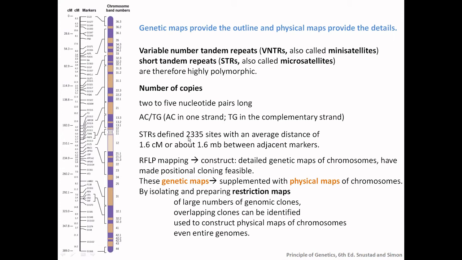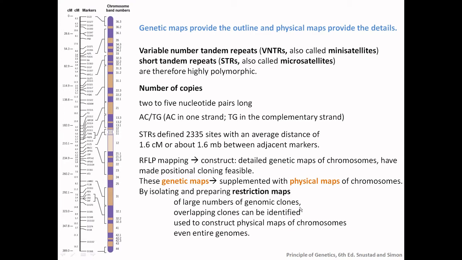Then STRs are defined at 2335 sites with an average distance of 1.6 centimorgans, or about 1.6 million bases, between adjacent markers. So we have almost 2335 sites of STRs, and the distance between two STRs is almost 1.6 centimorgans. Then RFLP mapping gives a detailed genetic map of the chromosomes. So we know the major molecular marker positions in the cytogenetic map. Because of that, we can make positional cloning feasible. Because of this, RFLP-based molecular marking is possible. Then the genetic map prepared from recombination mapping is supplemented with the physical map that is based on the sequence, which we can prepare by restriction mapping and sequencing.